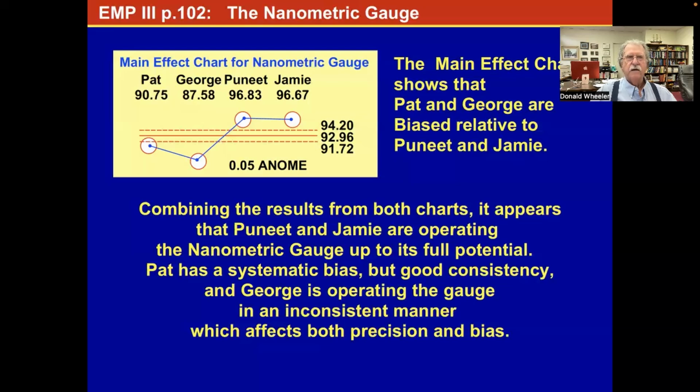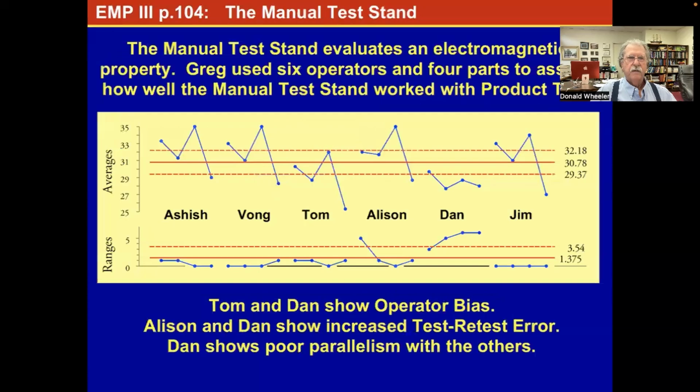Information you need. Problems that need to be fixed. The manual test stand evaluates an electromagnetic property. Greg used 6 operators and 4 parts to assess how well the manual test stand worked with product T148.